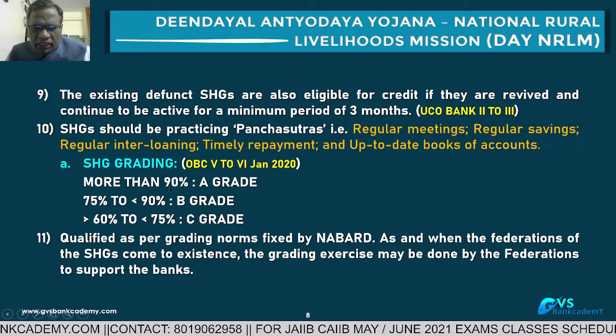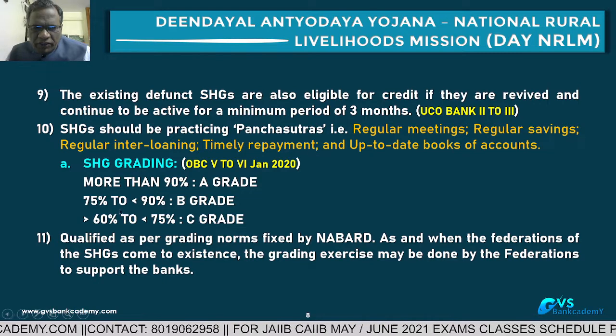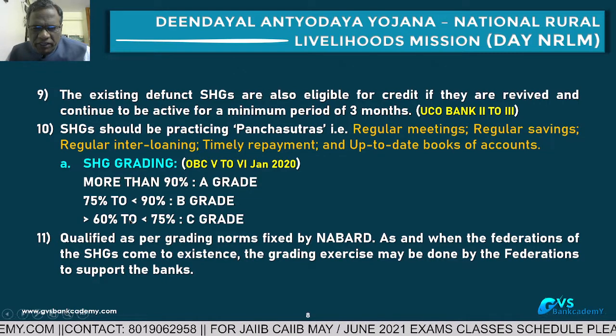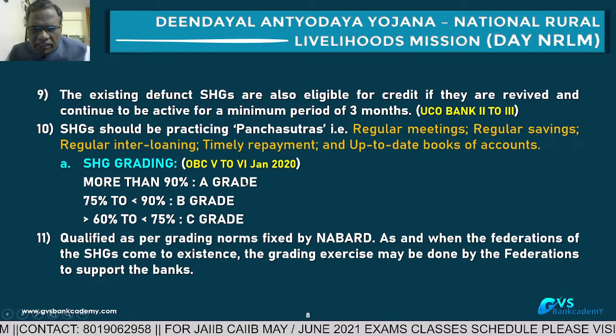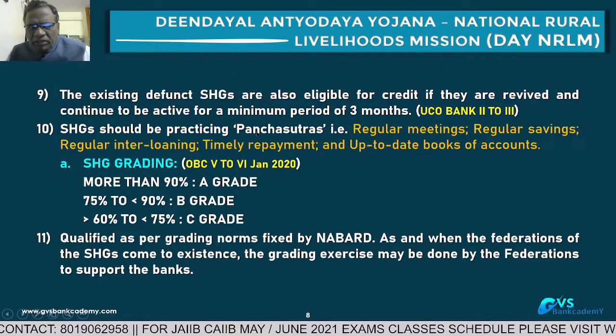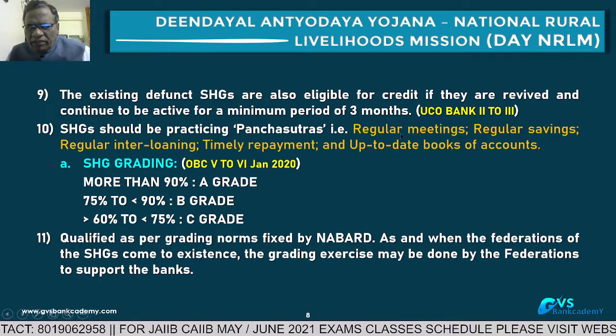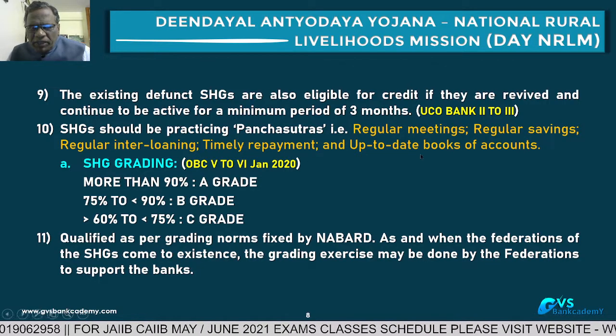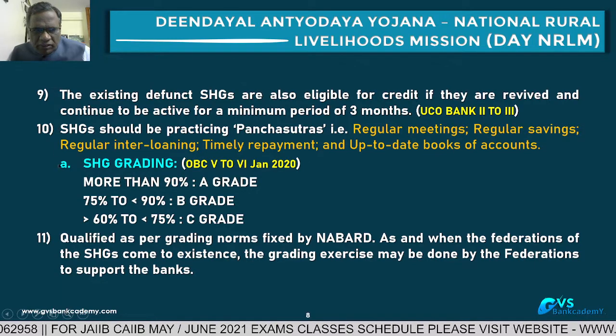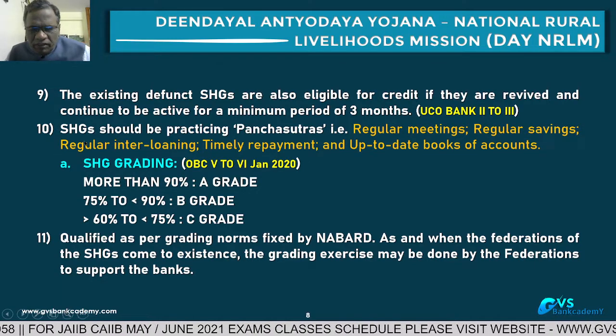Grading: more than 90 marks, A grade. 75 to 90% of marks, B grade. 60 to less than 75, C grade. The grading is awarded based on Pancha Sutras: regular meeting, regular saving, regular interloaning, timely repayment, up-to-date books. So, this 10th point is very, very important for SHGs.